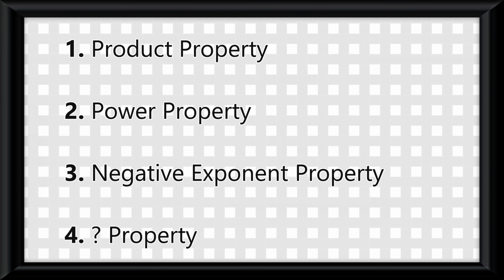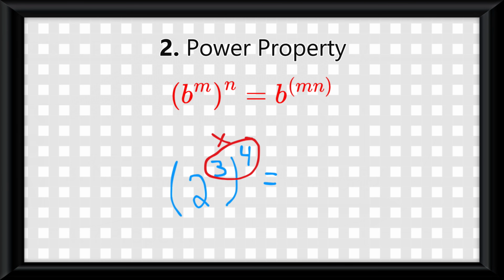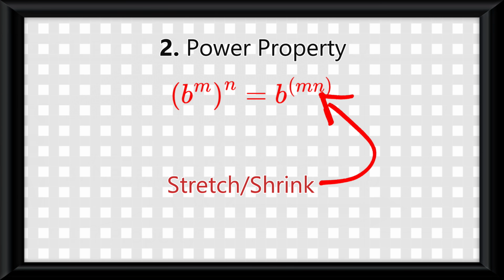The second property is the power property, which says that b to the m to the power of n is equal to b to the mn, meaning if you have double exponents, you are simply multiplying the exponents together. What this does to a graph is it functions as being the stretch or shrink value to the graph, meaning it is the horizontal dilation.